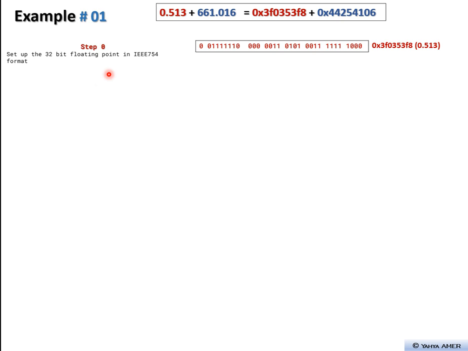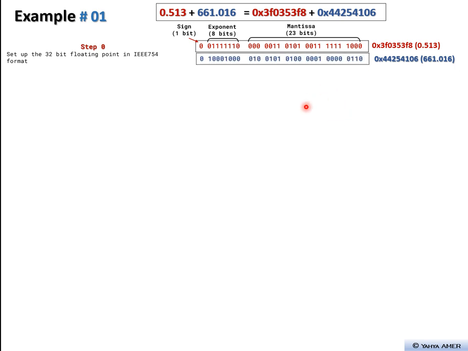Okay, the IEEE 754 format has three parts. The first part is the mantissa, which is 23 bits, the second part is the exponent, 8 bits, and the final part is 1 bit, the sign bit. This is the format that will be stored in memory. We do this for the first number and the second number. Now the total is 32 bits.